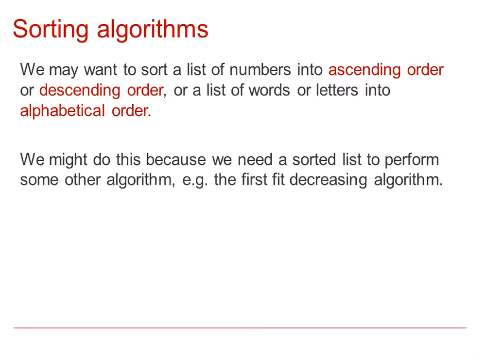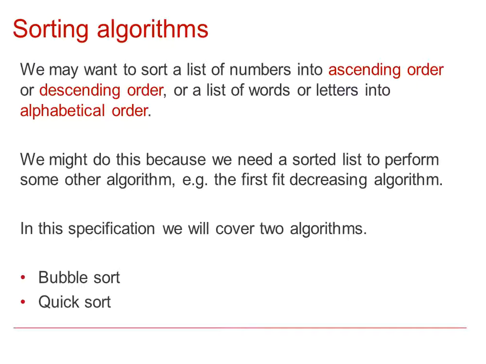We may need to sort a list of numbers into ascending order or descending order, or a list of words or letters into alphabetical order, and it's important we check the order required in the question before we start. We might do this because we need a sorted list to perform some other algorithm, for example the first fit decreasing algorithm. In this specification we will cover the two following algorithms, the bubble sort algorithm and the quick sort algorithm.